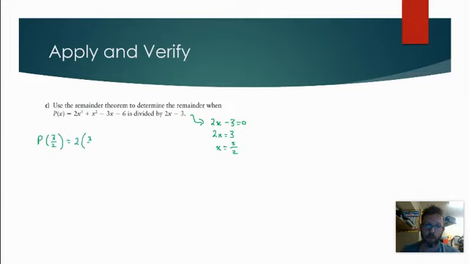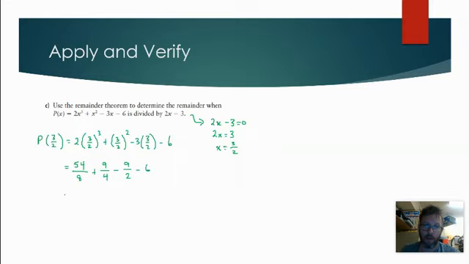So 2 times 3 over 2 cubed plus 3 over 2 squared minus 3 times 3 over 2 minus 6. Now, that does give you 1.5. It's not the end of the world if you use decimals here, but I'm just going to keep things as fractions. So 3 over 2 cubed is 27 over 8 times 2 would be 54 over 8. 3 over 2 squared is 9 over 4. 3 times 3 over 2 is minus 9 over 2 minus 6.